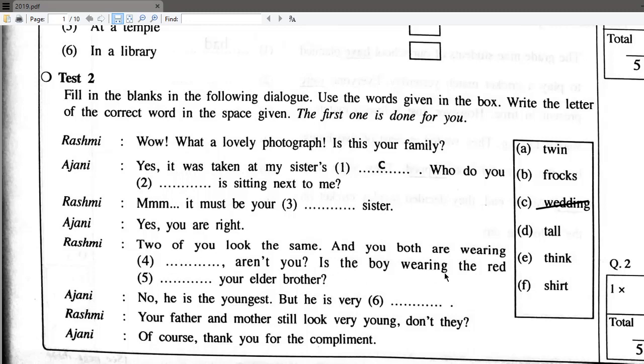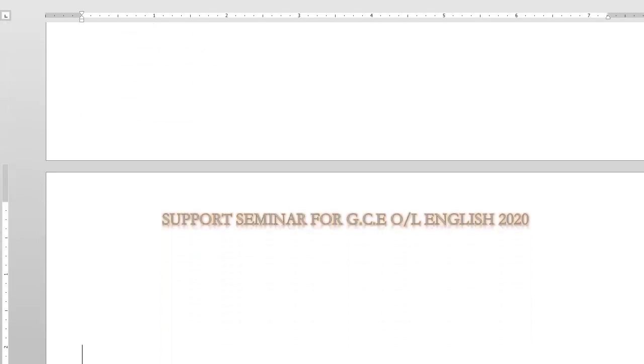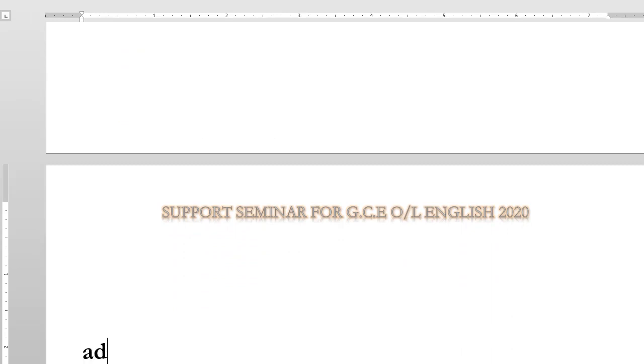Is the boy wearing the red? But what is the word here? Shirt. Your elder brother. So, what is the opposite of elder? It is younger. Now, my dear children, let's go through a very quick and easy grammar part here so that it will polish your English as well. We are going to speak about adjectives.